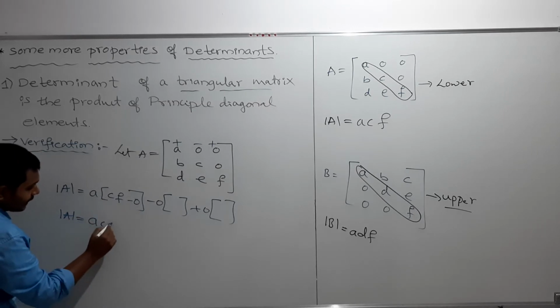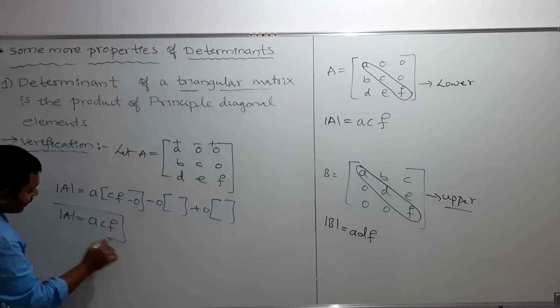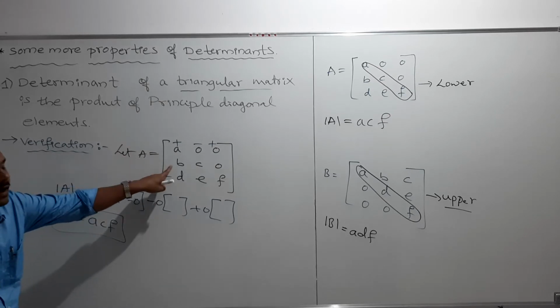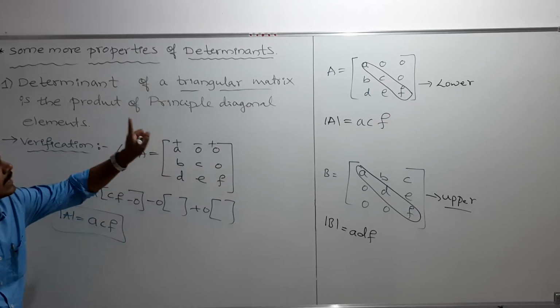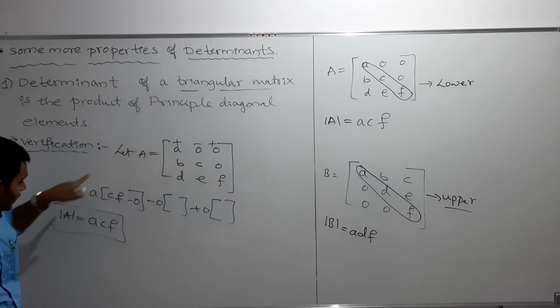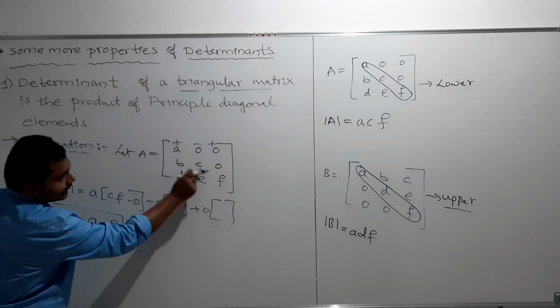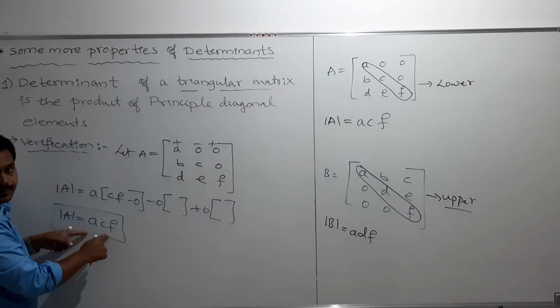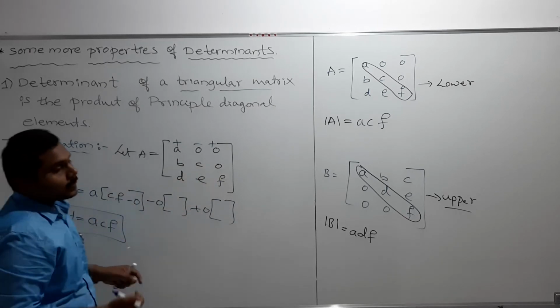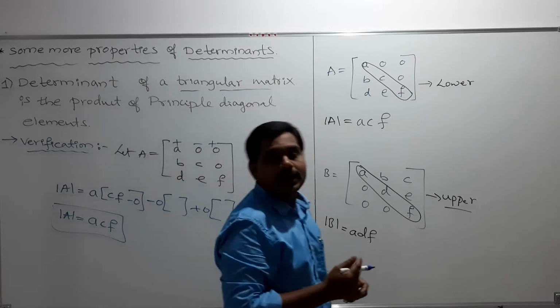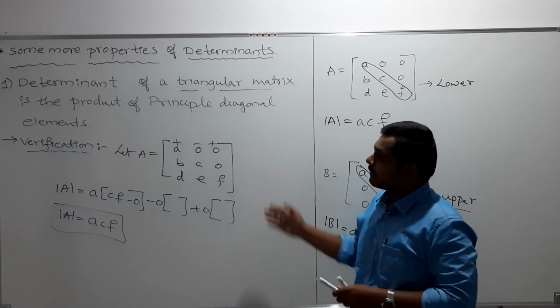A into CF. Clear? So therefore whenever you have a triangular matrix, the determinant value is the product of the principal diagonal elements, A into C into F. Clear? So like this you can use the results. Clear, my students? So I hope you don't have any doubts here.